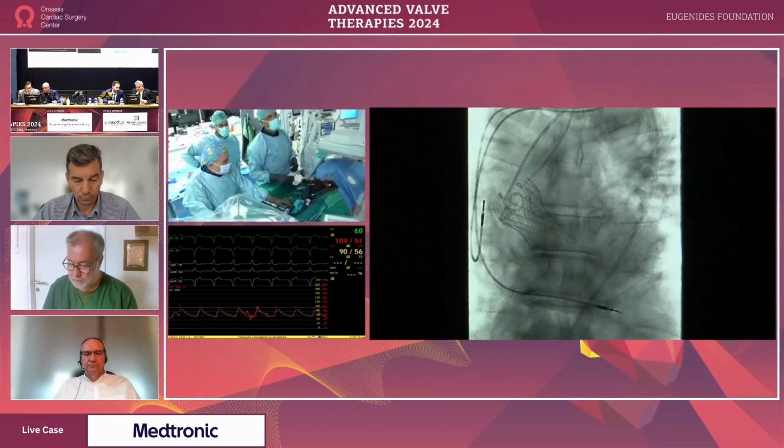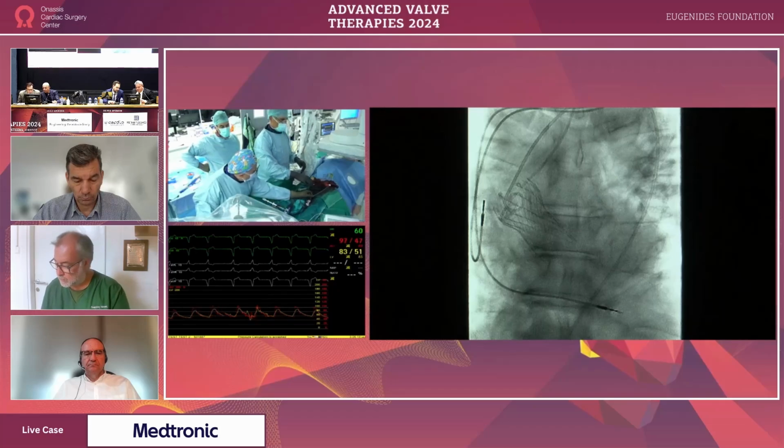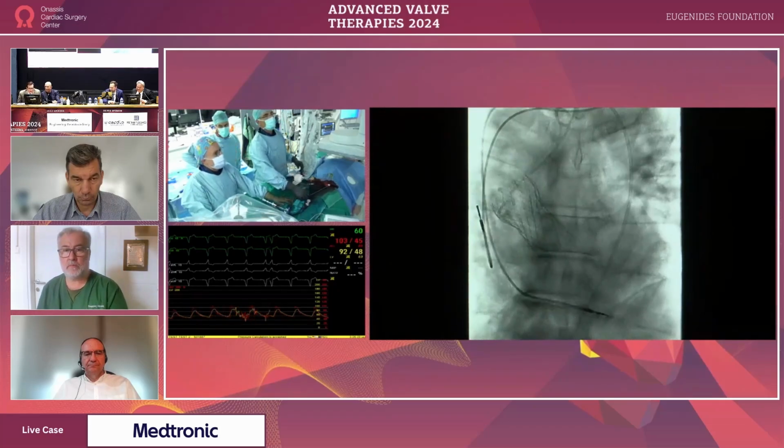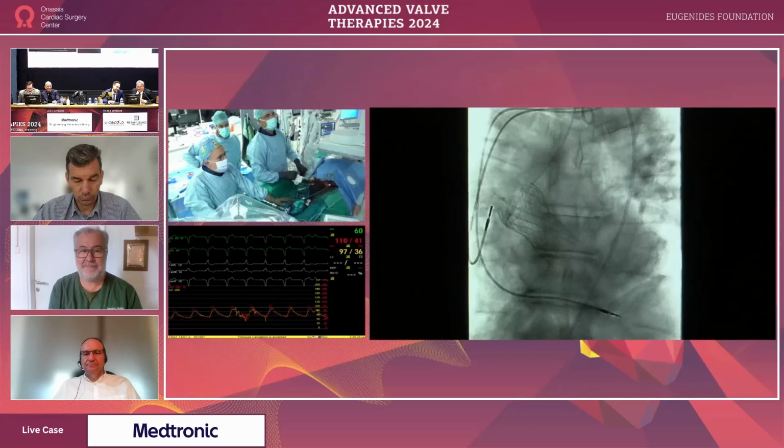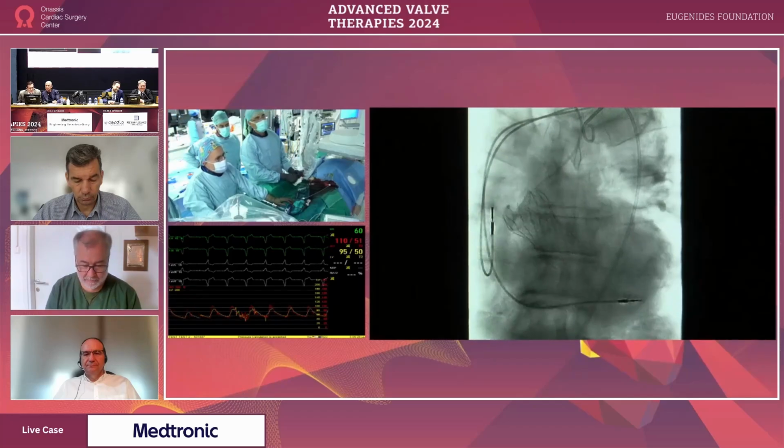Yeah, let's inject. We have both pigtails. I'm going to inject from both pigtails or only one of them? No, we don't need. It's minimalistic as planned. We need only one. So let's inject.